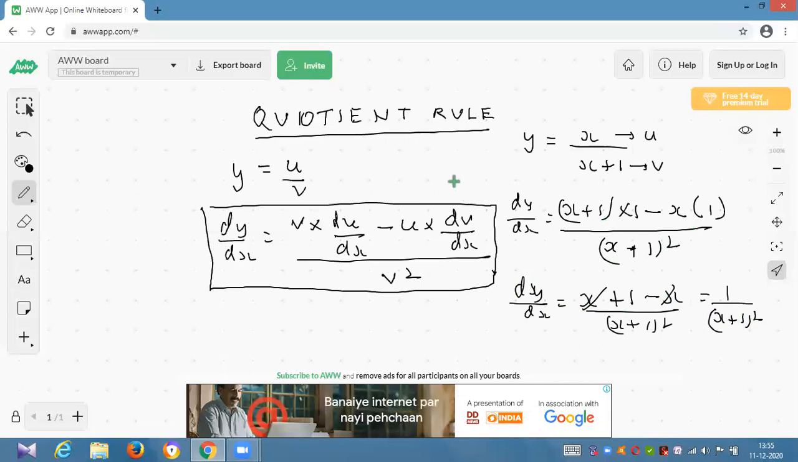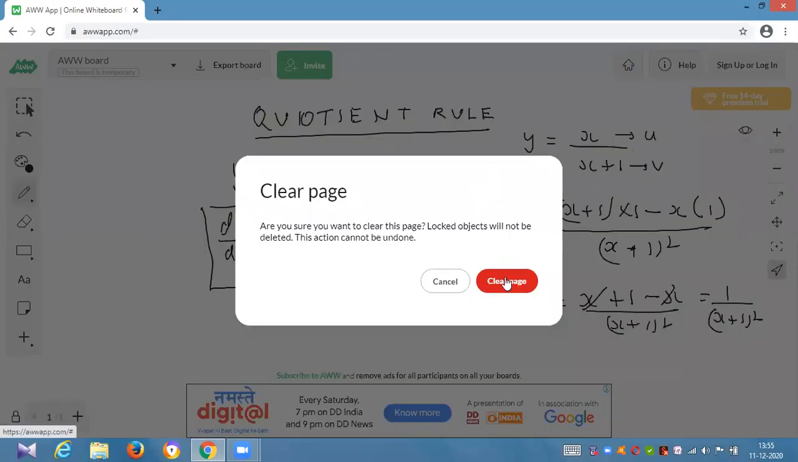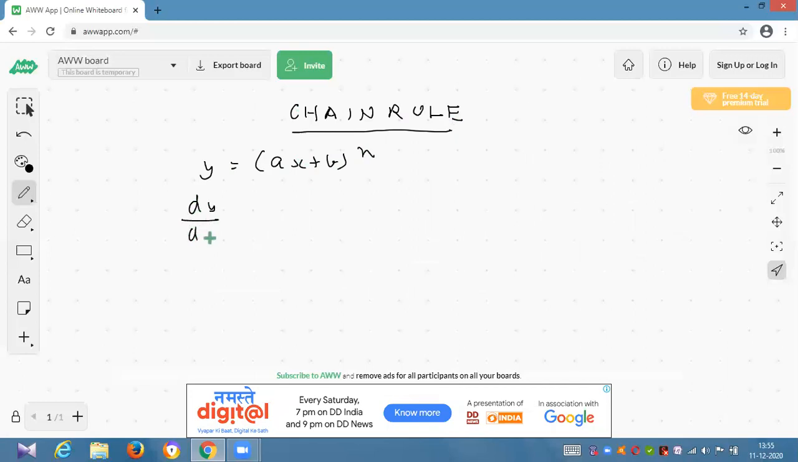The other very important rule which is used in differentiation is called chain rule. Under chain rule, as you can see, it is even called a smaller version of successive differentiation. So, under chain rule, if y is given as ax plus b to the power n, then my differentiation becomes n into ax plus b to the power n minus 1 multiplied with a.